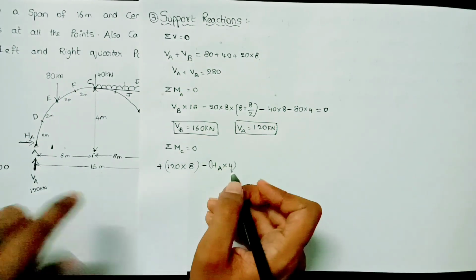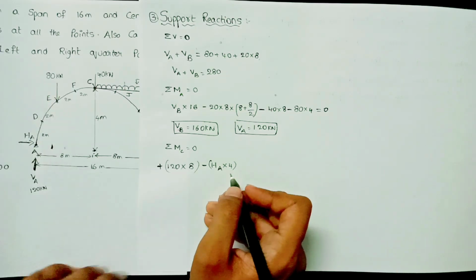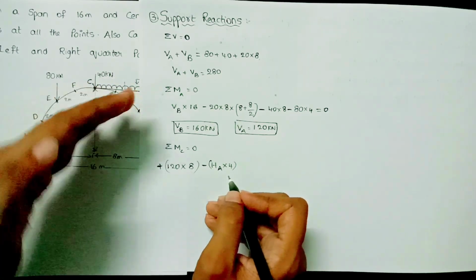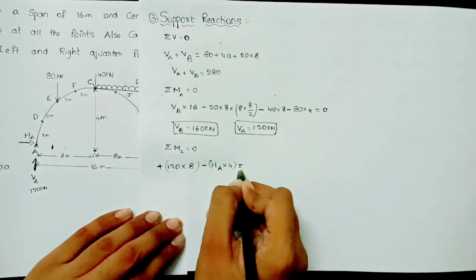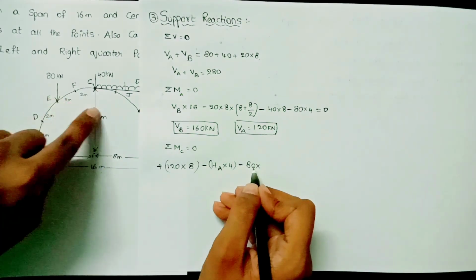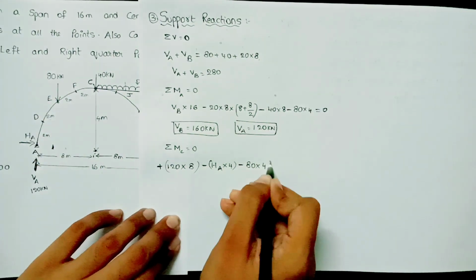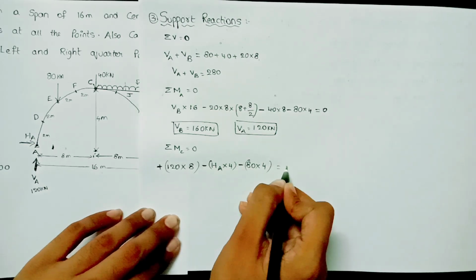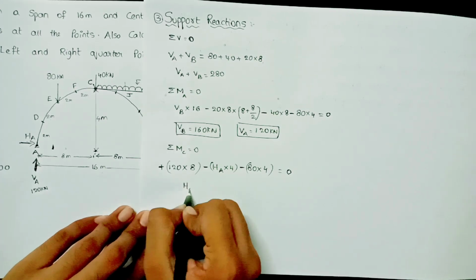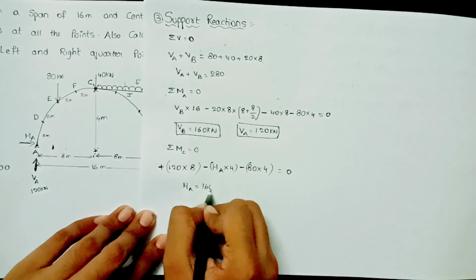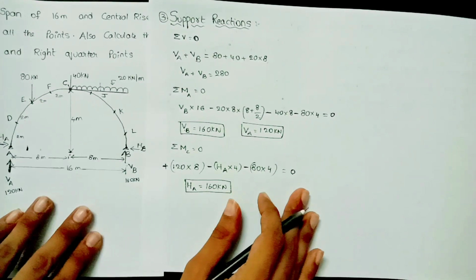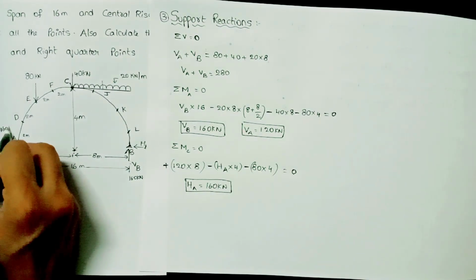This is one moment and we are having a load of 80 kilonewton. It is moving the arch in downward direction. That means hogging moment again. Minus 80 into the perpendicular distance, 2 plus 2, 4. This is another moment, finally equal to 0. If you solve this, you will get HA equal to 160 kilonewton. Now I am placing here 160 kilonewton.